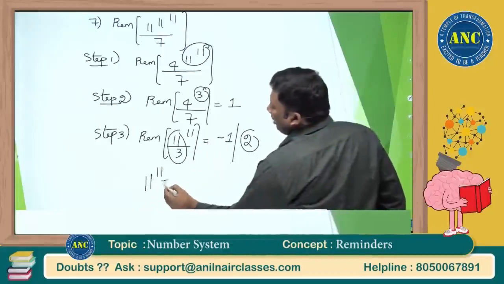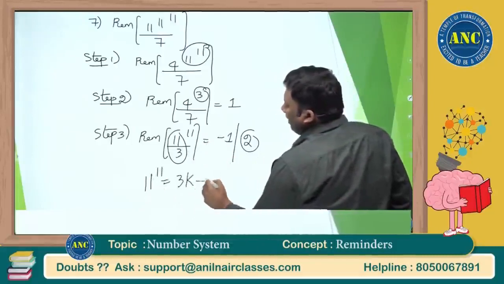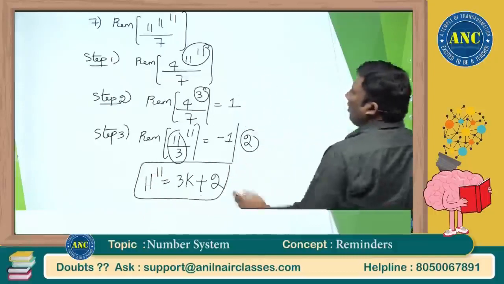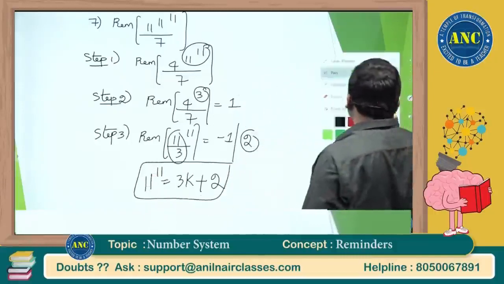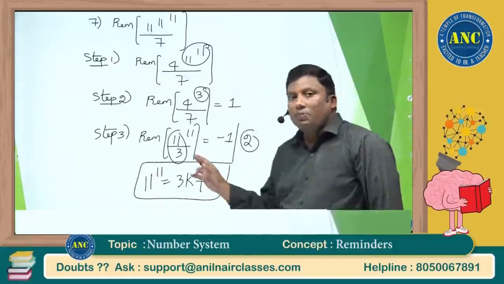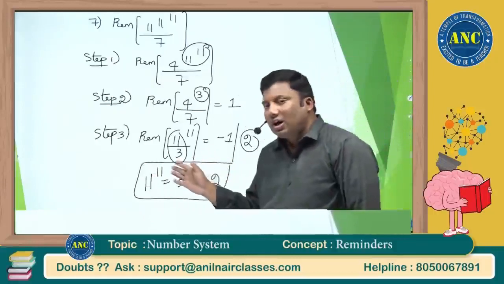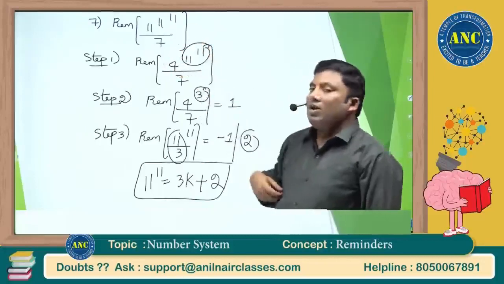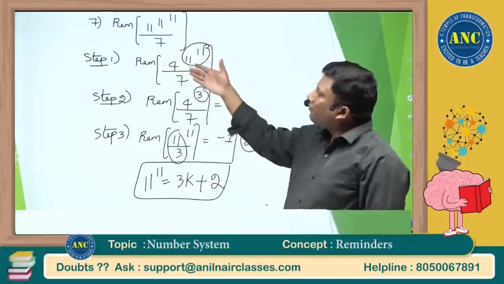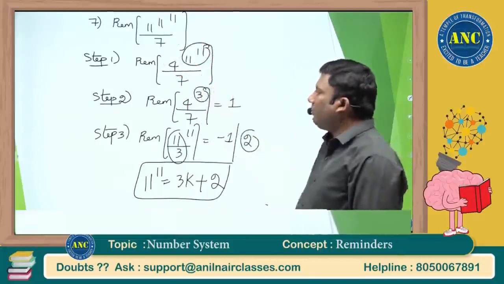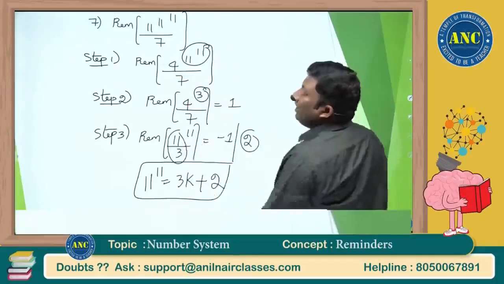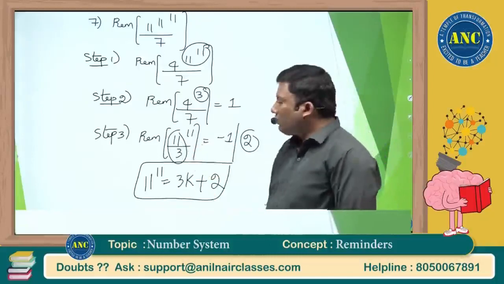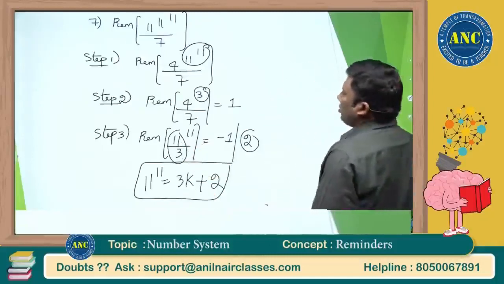Dividend is equivalent to divisor into quotient plus remainder. I hope step number 3 is clear. Already it is the third problem where we are doing it step by step. 7 ones are 7. 4 power 11 power 11. 4 power 3 divided by 7 it is 1. 11 divided by 3, 3 fours are 12. Negative remainder minus 1. Minus 1 power odd is minus 1. Positive remainder 2.